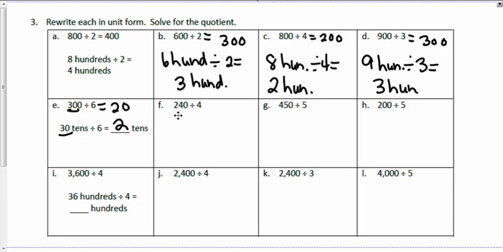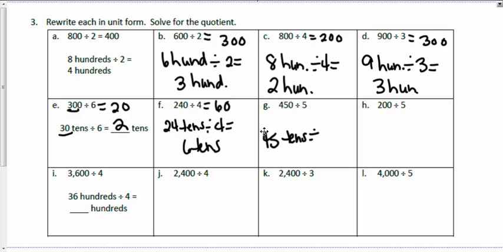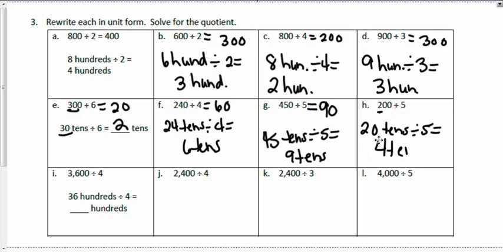All right, so for this one, I have 24 tens divided by 4 equals 6 tens, and this is what 6 tens looks like. 45 tens divided by 5 equals 9 tens, and this is 9 tens. Now this one I cannot do 200ths divided by 5. You can't divide 2 in 5 groups, but you can do 20 into 5, so that would be 20 tens divided by 5 equals 4 tens, which equals 40.